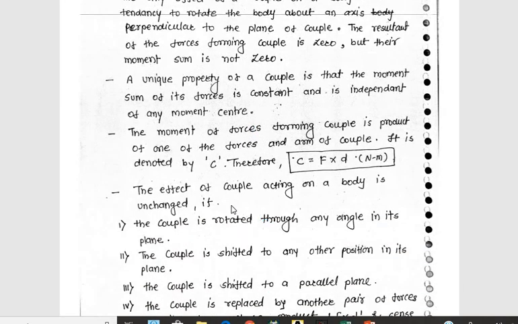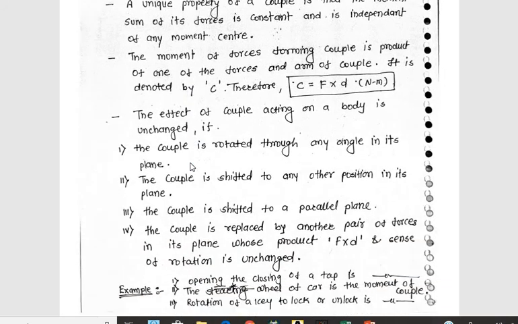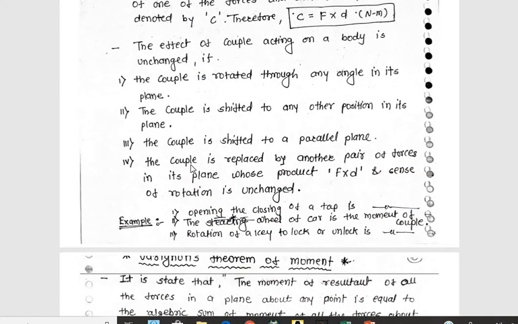The effect of a couple acting on a body is unchanged if the couple is rotated through any angle in its plane, if the couple is shifted to any other position in its plane, if the couple is shifted to a parallel plane, or if the couple is replaced by another pair of forces in its plane whose product F into d and sense of rotation is unchanged. Now see the examples of couple.